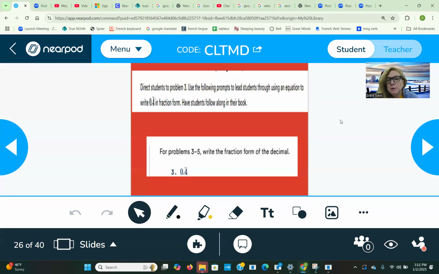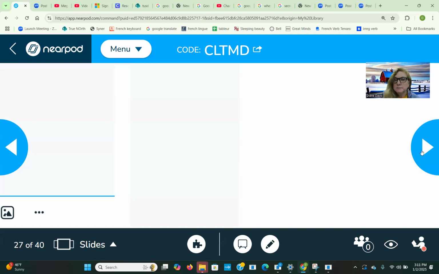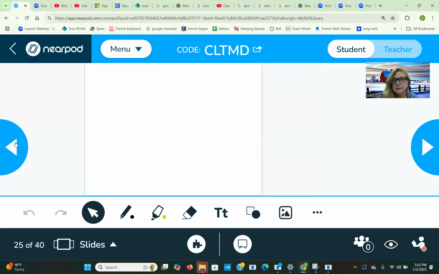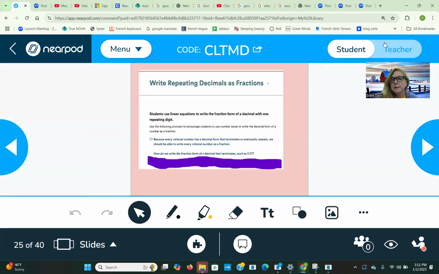Problem 3, use the following prompts through writing an equation, write 0.4. Let's go back here. So that was 3. This one here is, how do you write this as a fraction? It's just 57/100, and you can't simplify it at all because it ends in an odd number and 100 is an even number. So that would be the answer there.